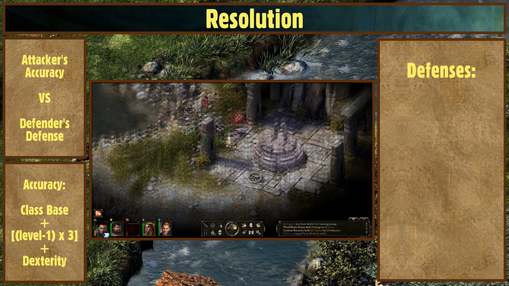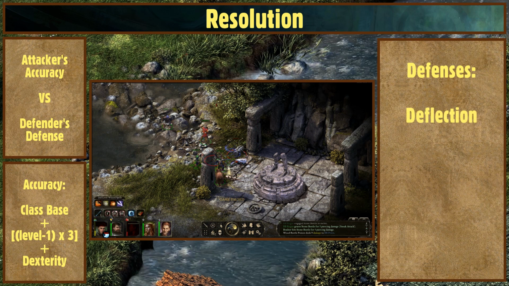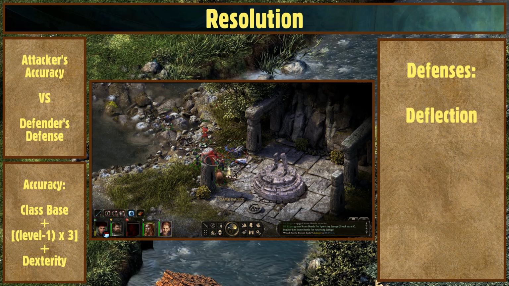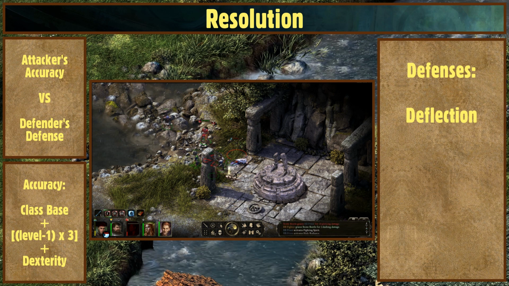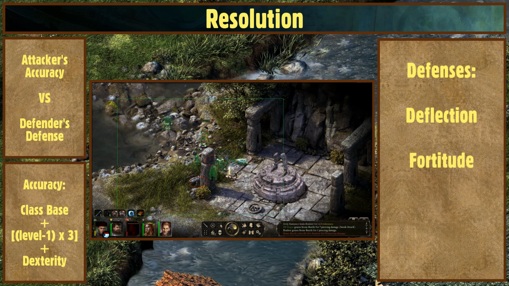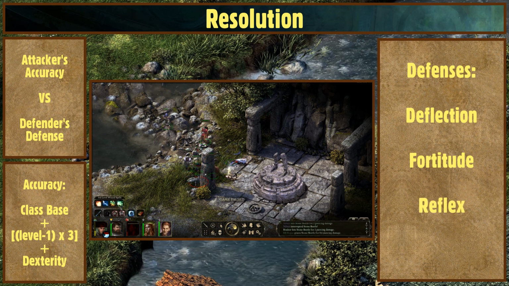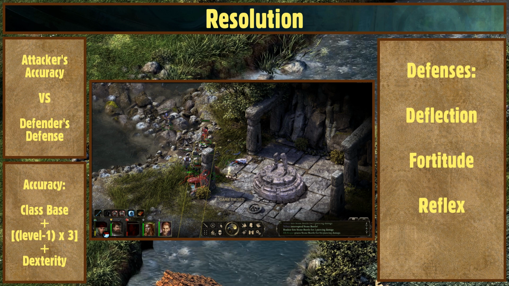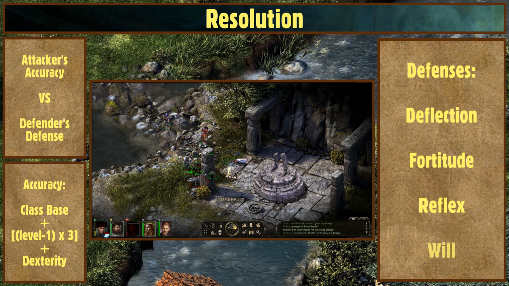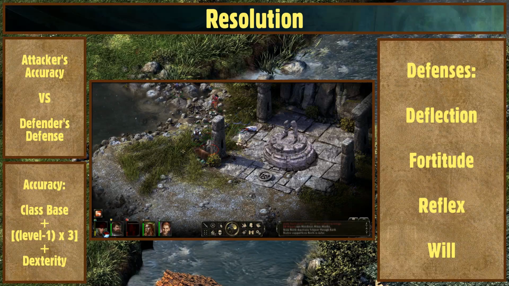The defenses are broken down in 4 types. Deflection, representing a character's ability to deflect direct melee and ranged attacks. Fortitude, dealing with a character's endurance to body system attacks, such as poison or disease. Reflex, for your character's ability to dodge area of effect attacks. And Will, your character's strength of mind and resistance to mental attacks.